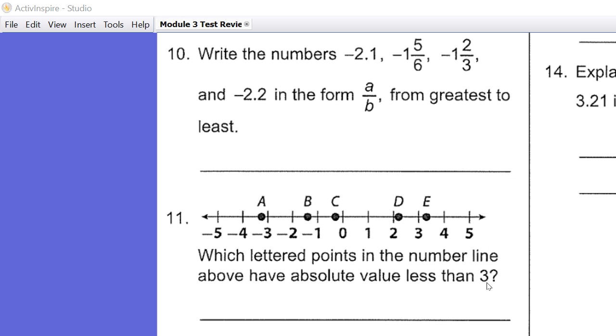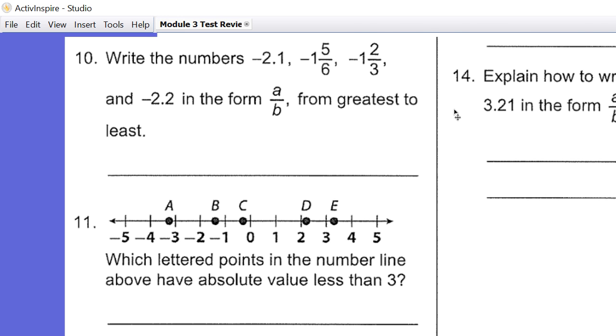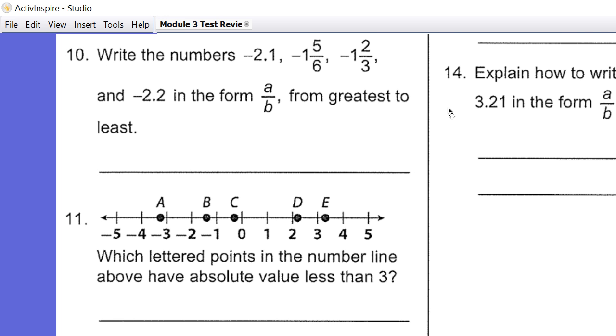Okay, well I hit the stop button on the feature too early, so we do have 3 more problems to do on the back side. So this is test review module 3.